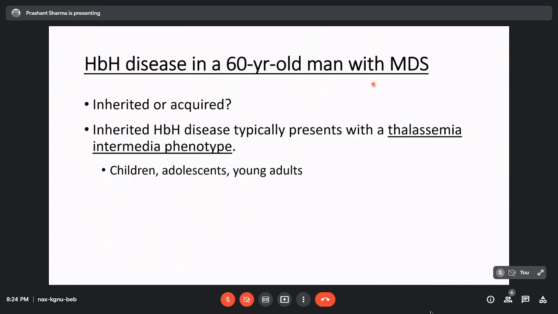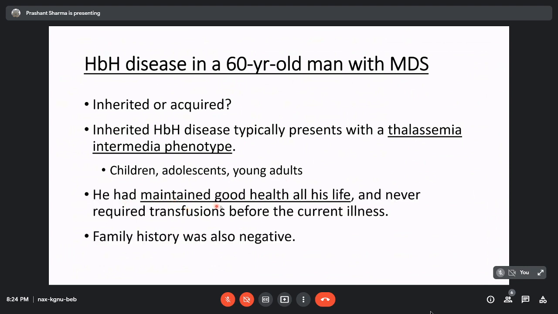So HbH disease in a 60-year-old man with MDS, we now need to think, is this inherited or acquired? We know that inherited HbH disease typically presents with a thalassemia intermedia phenotype, but in children, adolescents, or young adults. On the other hand, our patient had maintained good health all his life and had never required transfusions before the current illness. His family history was also negative.